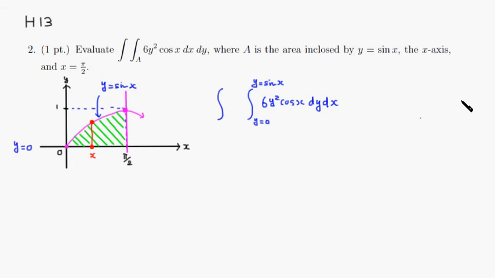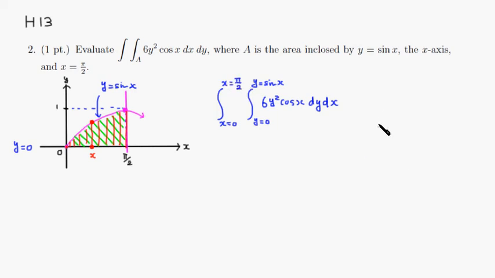Then, to cover the entire region, x is going to start from here, so go like this and cover the entire region A. You're going to go all the way up to pi over 2. So x starts at 0, the starting point, and goes all the way up to pi over 2.